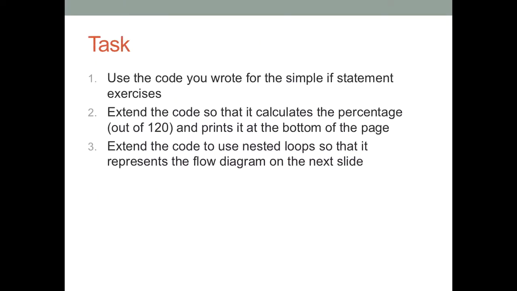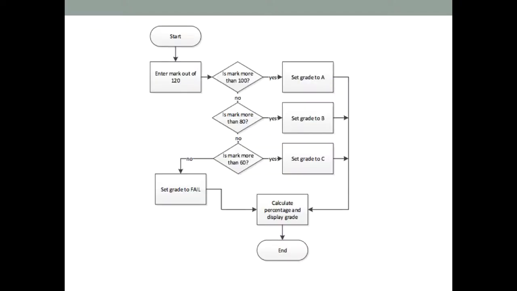Okay, so what we're going to do for this is take the code that you wrote for the simple if statements, the code that prints pass or fail on a test, and you're going to extend it so it follows this flow diagram here. So I've set out the logic so you don't have to think about what order to put your statements in.